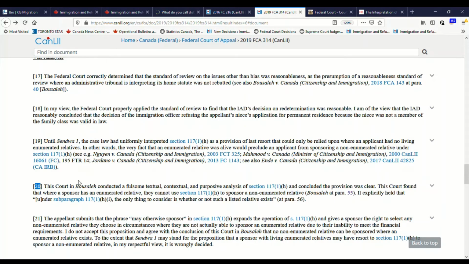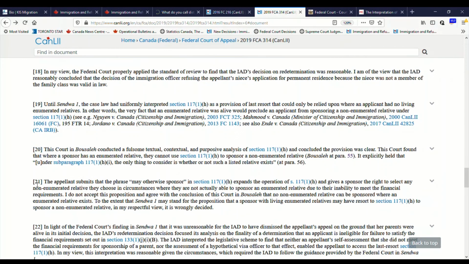Yet, the Federal Court of Appeal stated in Bouzele that the provision is clear. One must only determine whether any listed relative exists. To exist means to be or to live, or even to be alive. Under paragraph 21, the court stated that the formulation "may otherwise sponsor" does not expand the operation of the provision to permit a sponsor with closely related family members to sponsor one distant relative regardless of age. Hence, the FCA concluded that the conventional interpretation is right and SENVA 1 is wrong.